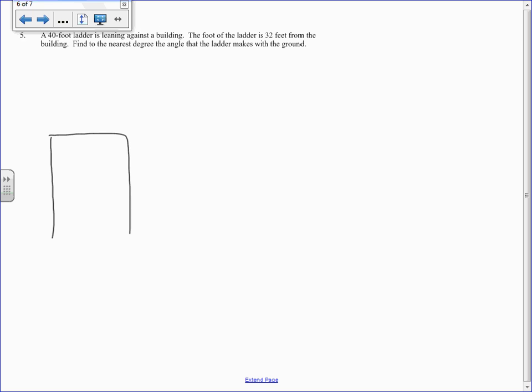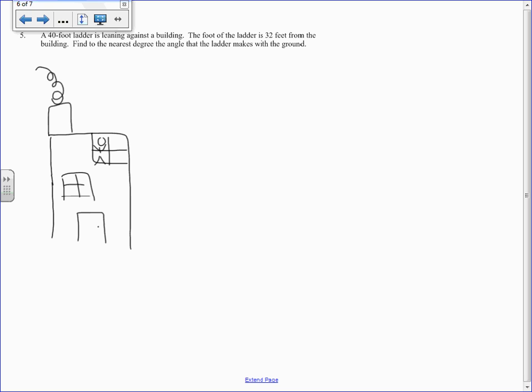So here's my building. Put a little door, people. I mean, I guess it could have a circular window. Alright, chimney.